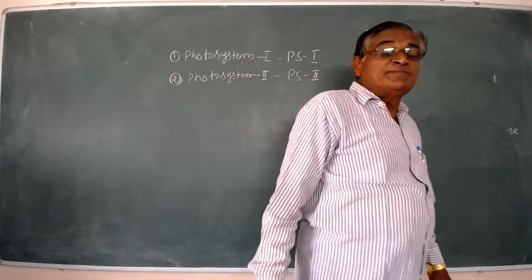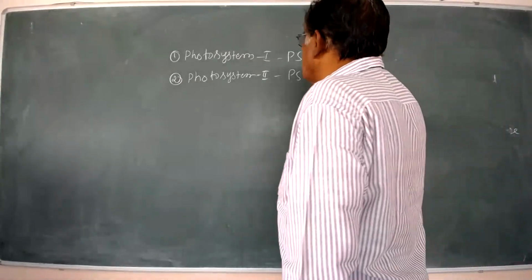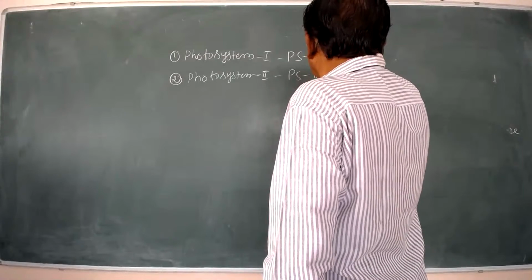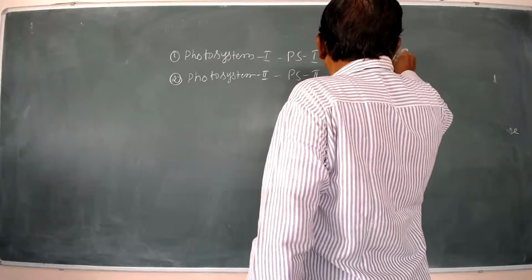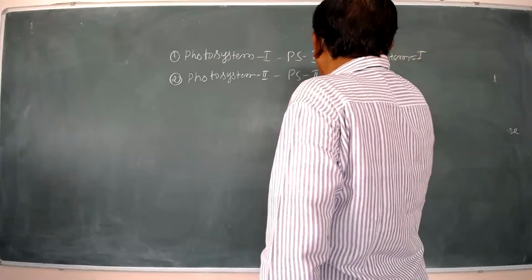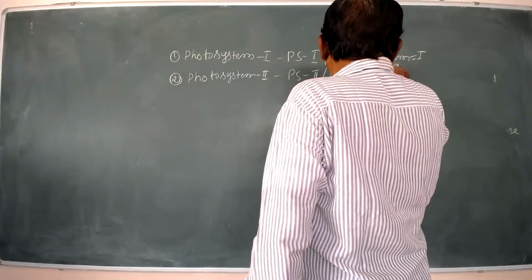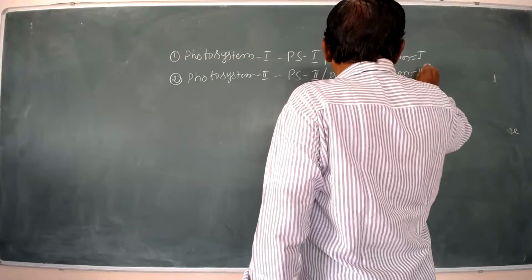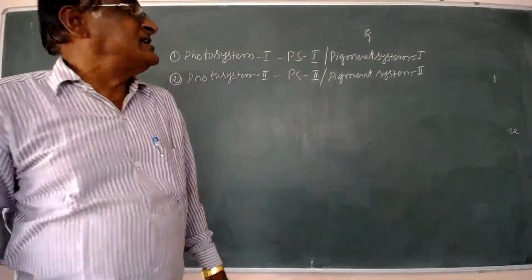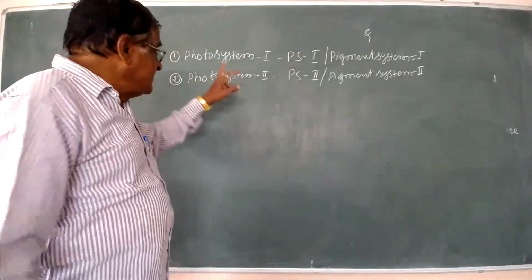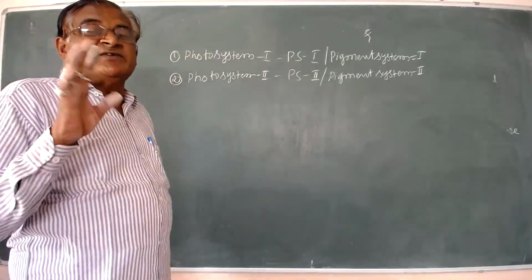They are also called pigment system 1 and pigment system 2. Both are the same. So these are the two, pigment system 1 and pigment system 2. We call them PS1 and PS2, and we'll discuss PS1 and PS2 one by one. The pigment system is very important.